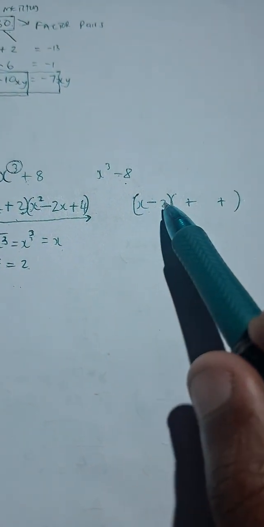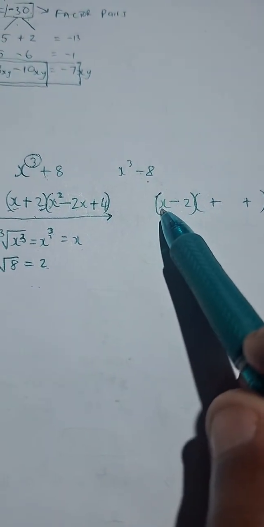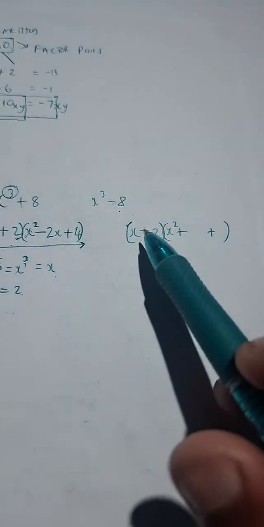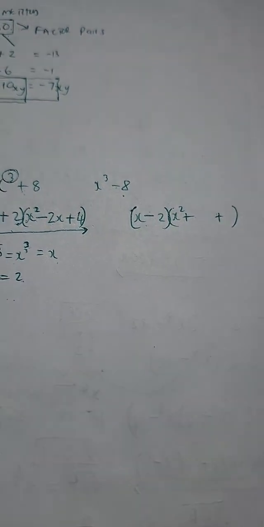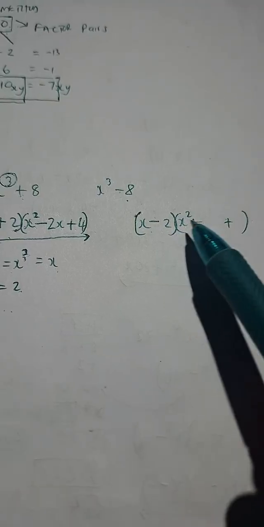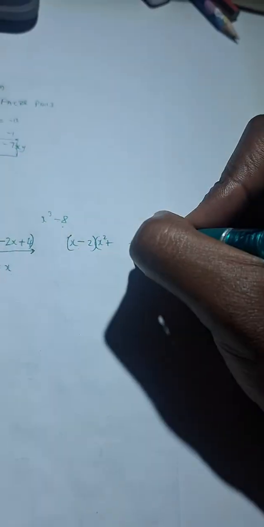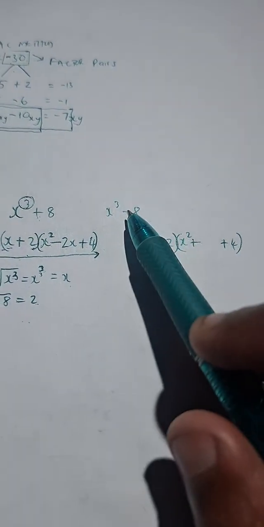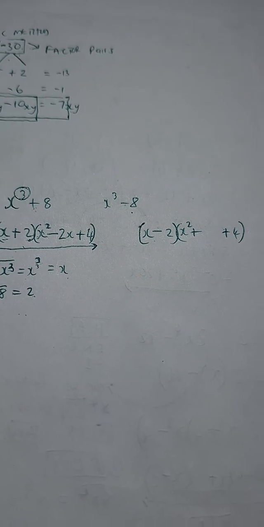What is x times what gives you x cubed? Or what is the square of x? X squared. That's what, when we multiply together, gives me back that. 2 times what gives me 8? That's 4. And what's beautiful is that a negative times a positive gives me that negative sign back.